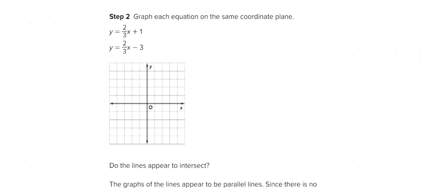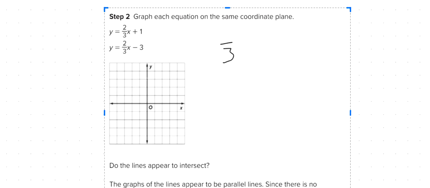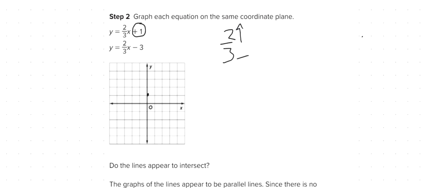Now we have them both written in slope-intercept form. We're going to graph them. Remember, we start with the y-intercept. The first one, we're going to start at y equals 1, right here. That's going to be our first point. And remember, 2/3 means rise over run. So I'm going up 2, 1, 2, and I'm running 3, 1, 2, 3.